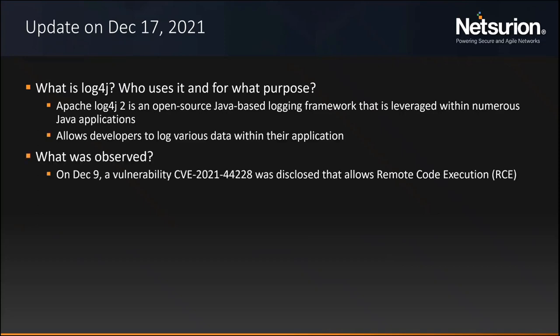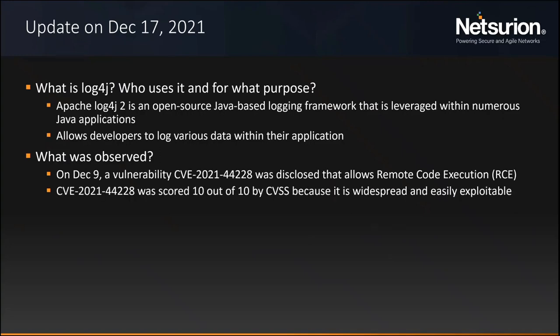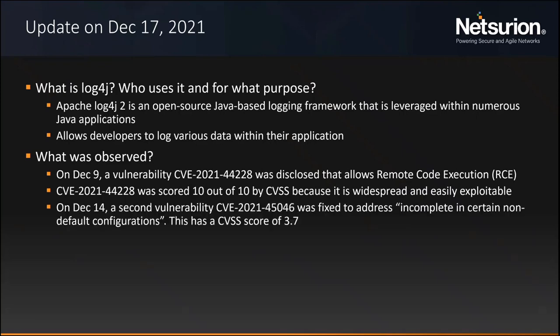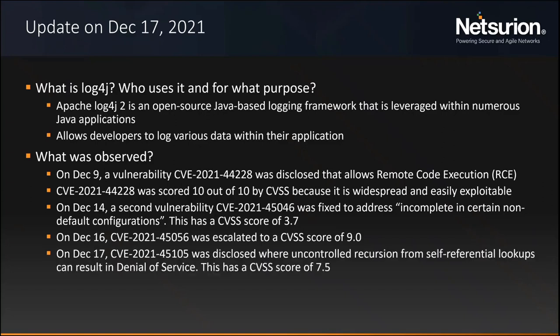So the first one was on December 9th, and we described this. This is 44228, and this allowed remote code execution, and was scored 10. A couple of days later, there was 45056. Even though they released 2.15 in order to solve the previous one, it turned out that it was incomplete in certain non-default configurations. This was originally assigned a CVSS score of 3.7 and then jumped to 9.0 a couple of days later.